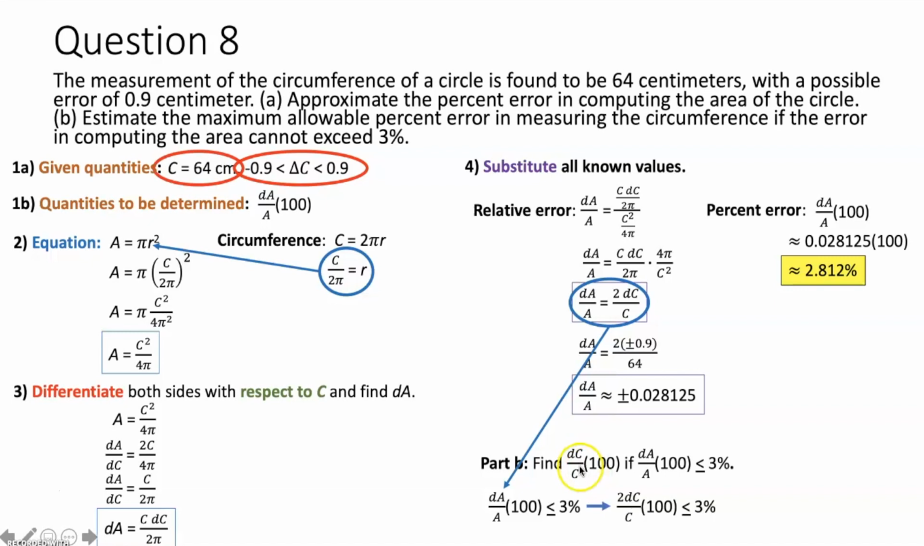Now again, we're solving for dc over c times 100, so we need to get rid of this 2. So I can either divide both sides by 2 or multiply both sides by a half. I end up getting that dc over c times 100, or the percent error in measuring the circumference of the circle, has to be less than or equal to 1.5% if the error in computing the area cannot exceed 3%. If dA over A times 100 has to be less than or equal to 3%, then dc over c times 100 has to be less than or equal to 1.5%. And you're done.